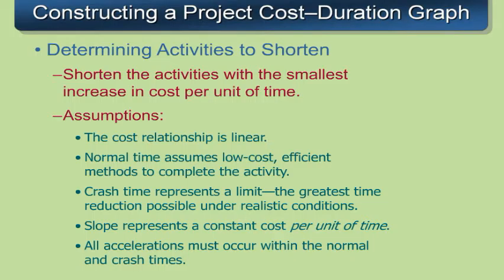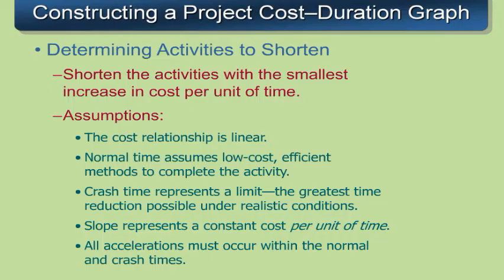The first step in constructing this cost duration graph is to determine which activities to shorten. You'll shorten the activities with the smallest increase in cost per unit time. If we have lots of activities to choose from, we'll pick the ones that cost us the least amount and give us the reduction in project duration.